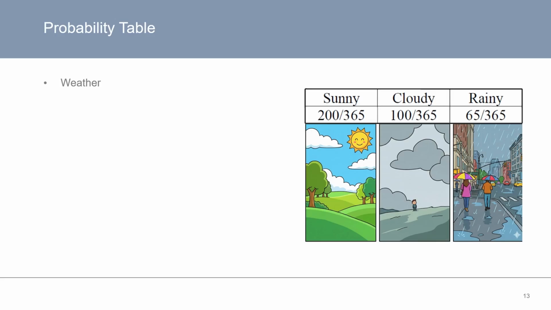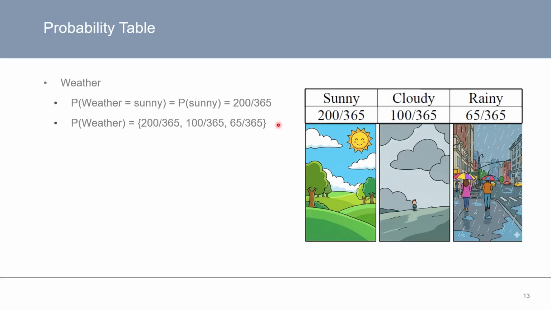Now let's look at probability tables. Here we have an example of weather over 365 days of the year, 200 of which were sunny, 100 cloudy, and 65 rainy. So now we can quantify what is the probability that the weather is sunny, or P of sunny. In this case, we have 200 sunny days out of 365, and this would be our probability of sunny. We can use similar notation to represent what the probabilities of different kinds of weather would be, listed out individually, like you can see here. For now, we're looking at the probability of a single outcome, in this case, what is the weather?